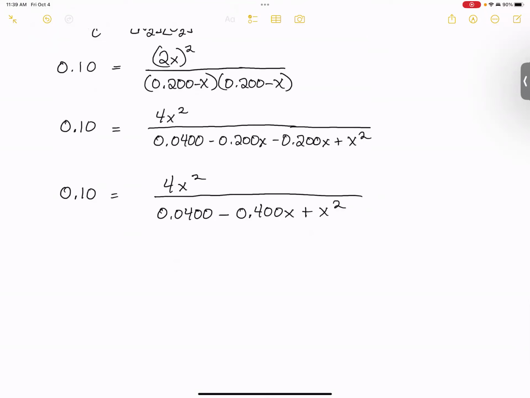You then multiply both sides through by the denominator, and you get 0.004 minus 0.04x plus 0.10x squared. And that is equal to 4x squared.